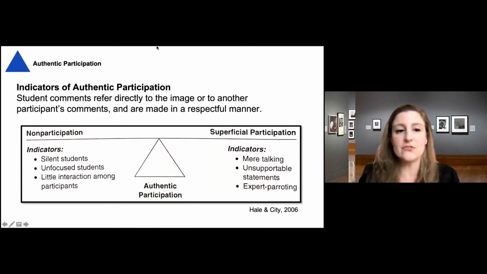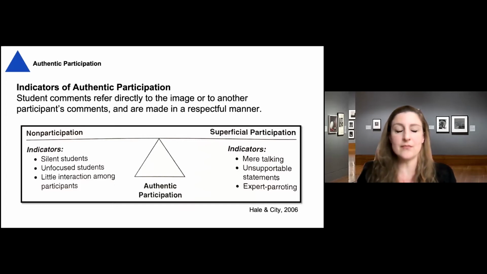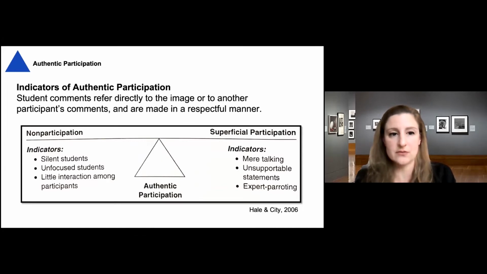So then authentic participation. This is an element of a conversation where we're thinking about whether students can engage honestly. Are they saying what they think you want to hear, or are they actually engaging with the image and sharing ideas? So as your discussions are unfolding in your classroom, it's helpful to think about what kinds of comments students are making as well, and whether they reflect authentic participation.